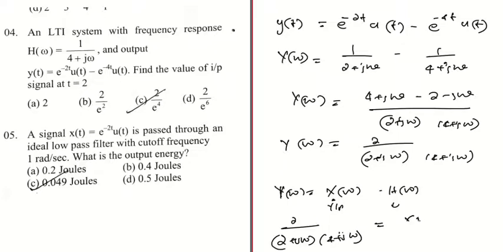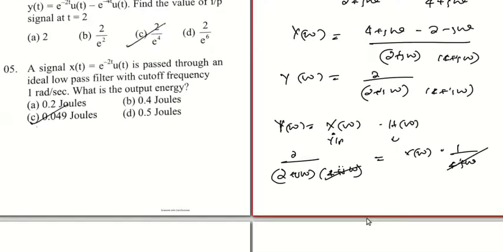We don't know X of omega, we are yet to find it out. So that is X of omega into 1 divided by 4 plus j omega. So this and this cancel out, and what we are left with is X of omega equal to 2 divided by 2 plus j omega. Now taking the inverse Fourier transform, we will get x of t is equal to 2 into e raised to minus 2t u of t.